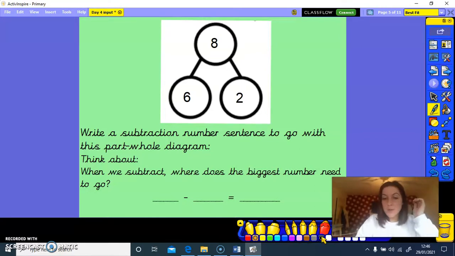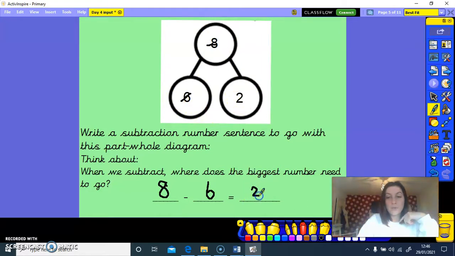Fantastic. At the start, because we want the biggest number to go at the start to take stuff from it, don't we? So the biggest number is always in my whole. So I'm going to do 8 first, and then I'm going to take away 6, which will leave me with, I've used 8, I've used 6, we're only using the numbers in the part-whole model, so I'm left with 2, so I'm going to cross my 2 off.